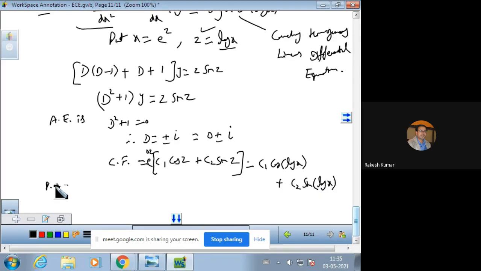Now let us find out the particular integral, that is 1 upon D² plus 1 into z sine of z.